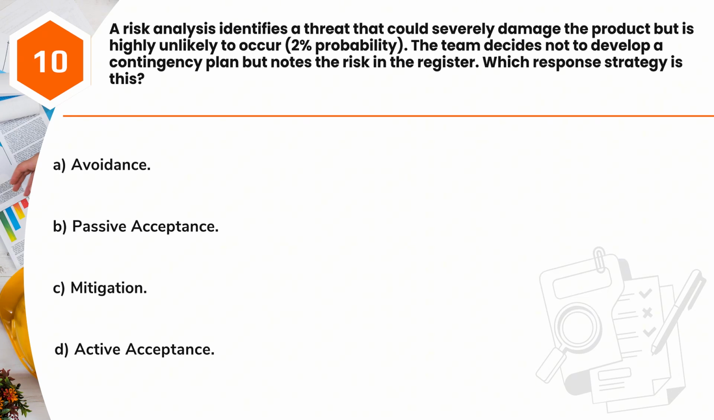Question 10. A risk analysis identifies a threat that could severely damage the product but is highly unlikely to occur, 2% probability. The team decides not to develop a contingency plan but notes the risk in the register. Which response strategy is this? A. Avoidance. B. Passive acceptance. C. Mitigation. D. Active acceptance.